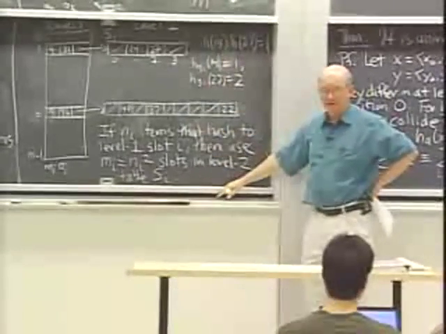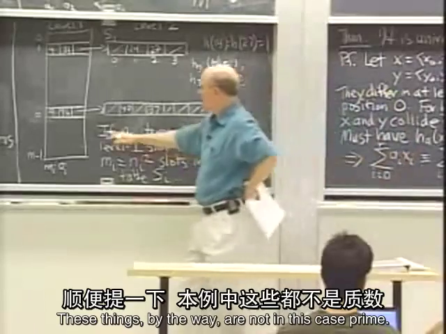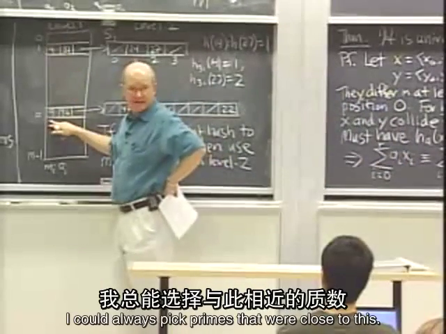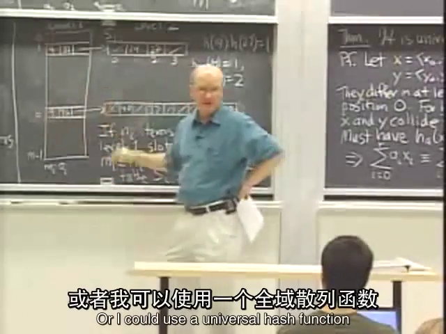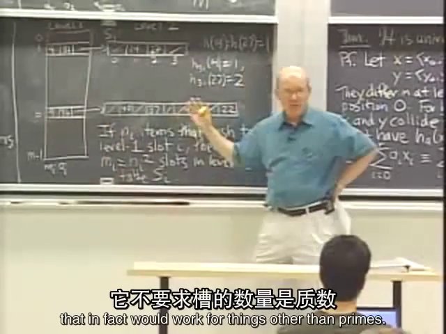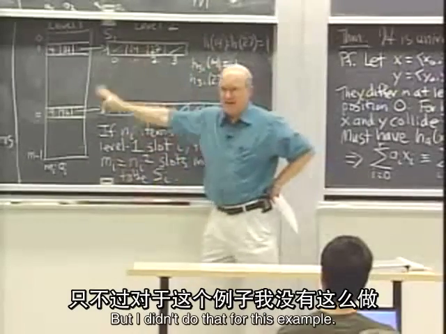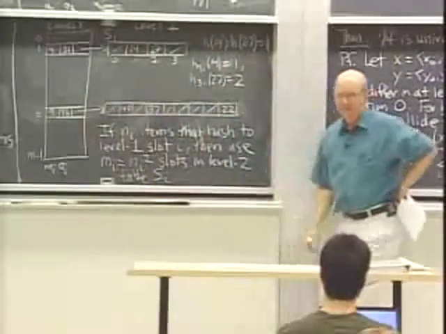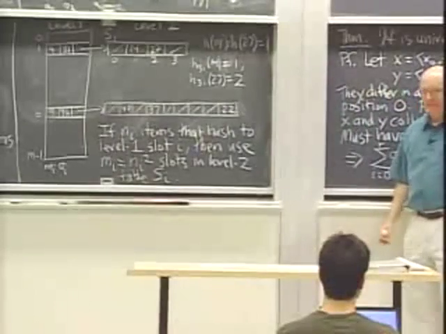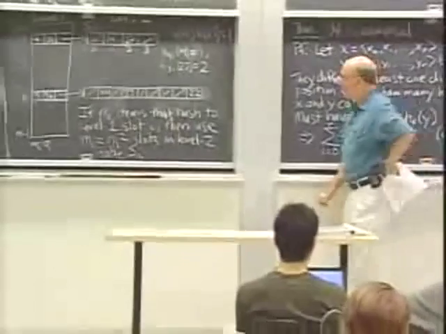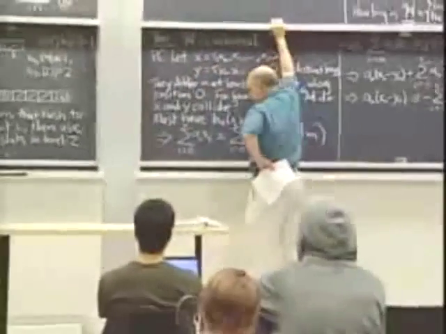Note, these things, by the way, are not in this case prime. I could always pick primes that were close to this. I didn't do that in this case. Or I could use a universal hash function that, in fact, would work for things other than primes. But I didn't do that for this example. Okay? We all ready for analysis? Okay, let's do some analysis then.